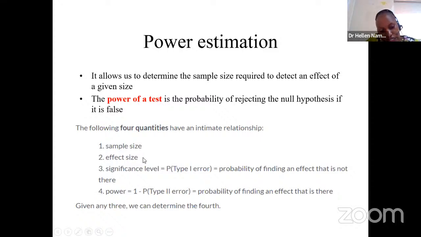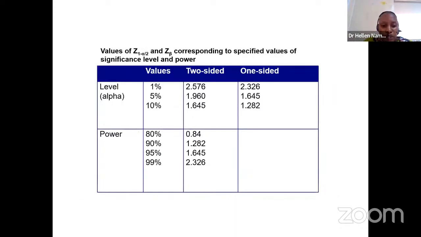In case you've got the effect size, the significance level, and then the power, you can automatically determine the sample size. And in case you've got the sample size, the effect size, and then the significance level, you can determine the power. These three things can be used interchangeably, as we will see using various approaches.